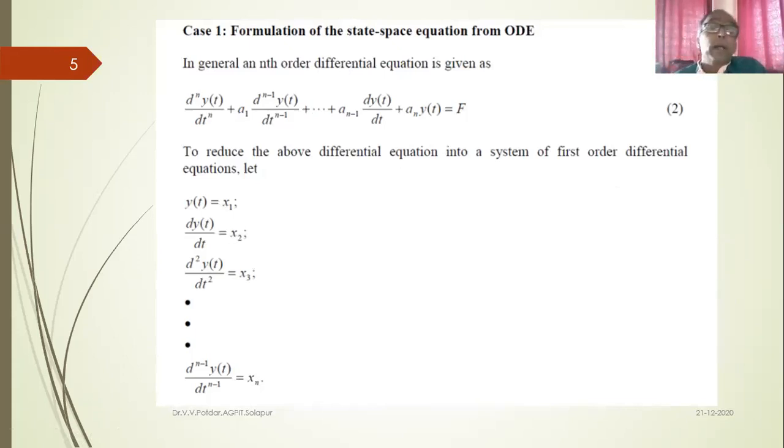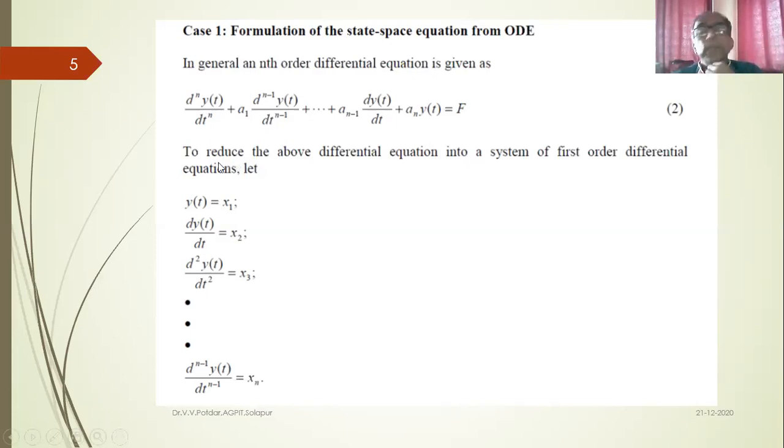In general, please be attentive, an nth order differential equation is given as d^n by dt^n, the nth order derivative of the function y(t), plus, in descending order of the differentiating terms, maybe d cube by dt cube of y(t), plus a1 into d2 by dt square of y(t), plus dot dot dot, so on, an equal to f. This is a generalized form of the ordinary differential equation that we come across.